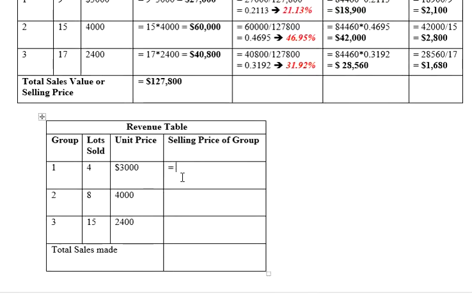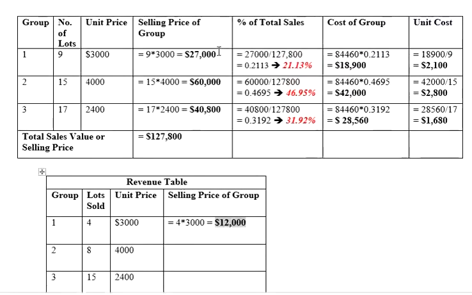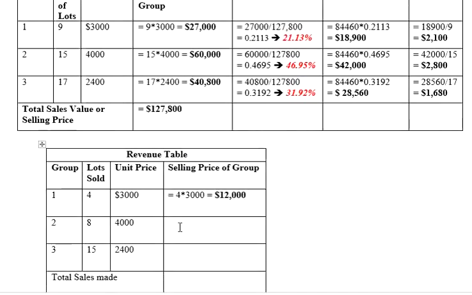Now what will be the selling price of the whole group that I have actually received? So 4 multiplied by $3,000 will give me $12,000. So $12,000 is the money that I have received by selling the lots of group 1 only. Look at this: if I sell all of these lots, I will receive $27,000, but now that I have only sold 4 lots, I have just received $12,000 from the customer. Remember this difference and relationship.